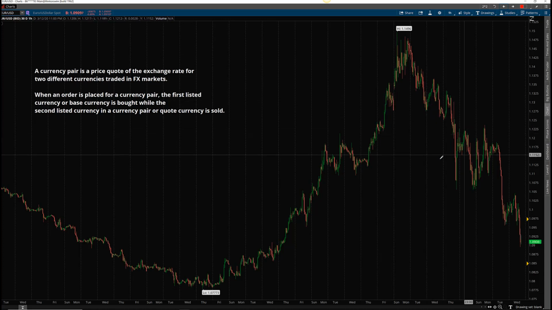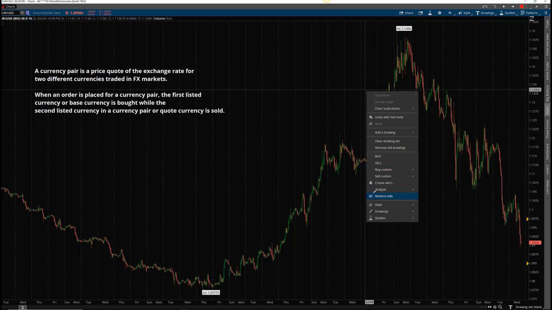If I short, which means a bet to go down, I am selling the euro and buying the dollar. So when the Euro USD goes lower, the dollar is getting stronger, and when the Euro USD goes higher, the dollar is getting weaker.